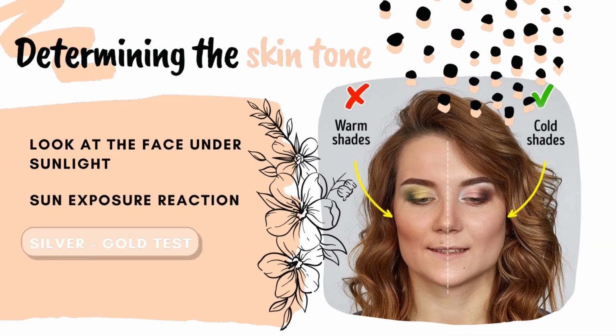Step number 3. The silver-gold test is simple. If you like the way makeup with a golden tone complements your face, you have warm skin tones, which is why golden color will work better than silver. If, for example, you like the way makeup with gray to silver undertone works on your skin, you are probably light-toned and should pick products accordingly.